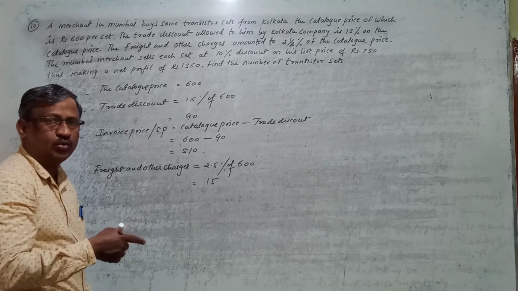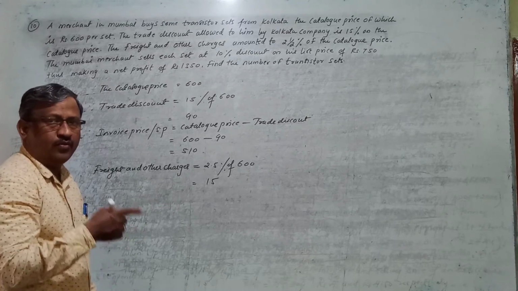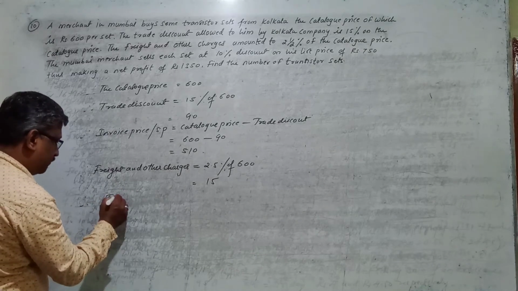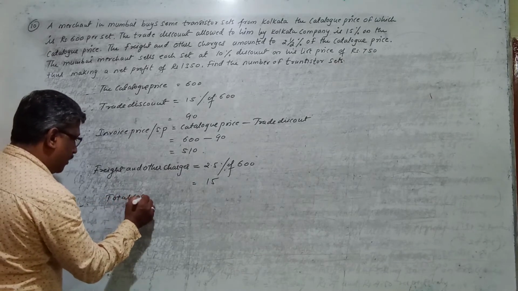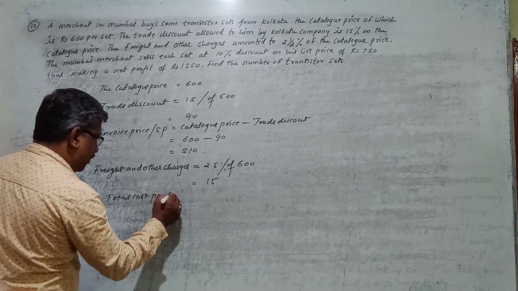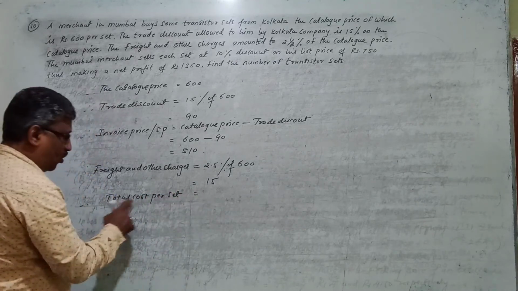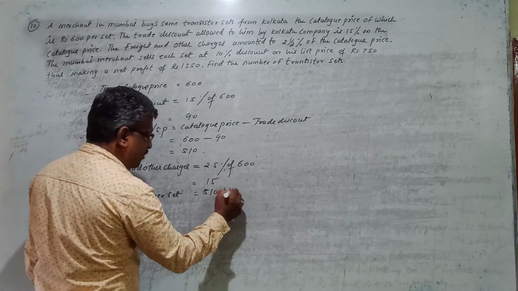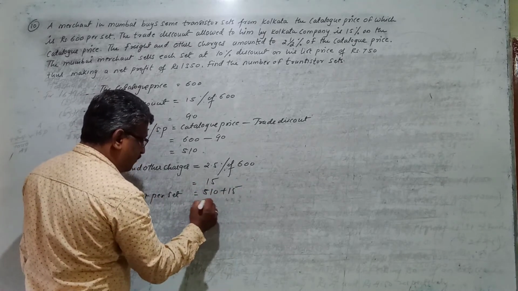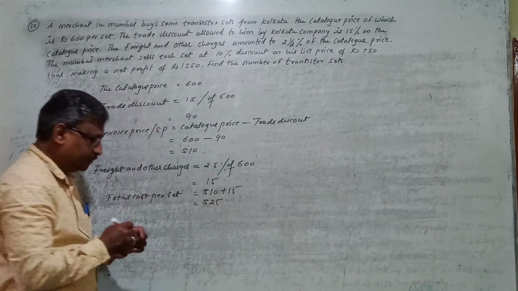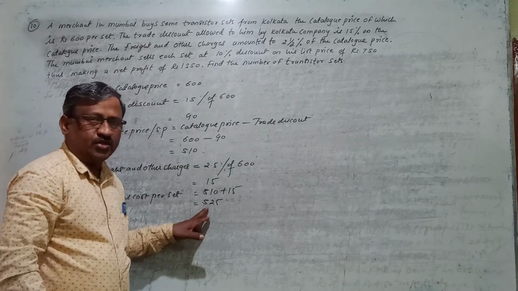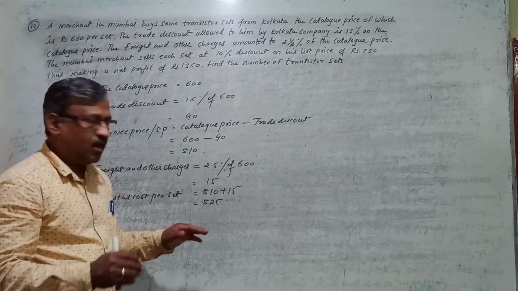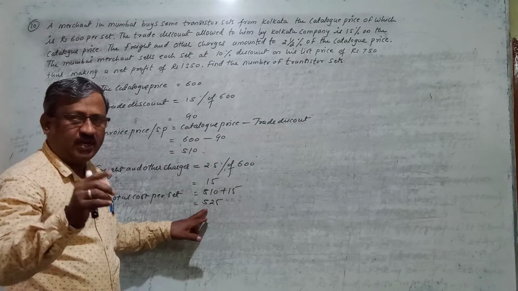That is called the total cost of one transistor set to the Mumbai merchant. So calculate the total cost. Total cost per set is equal to 510 rupees plus 15 rupees, which is 525 rupees. Means one transistor set costs him how much? 525 rupees. To whom? To the Mumbai merchant. Now he has purchased one transistor set at 525.